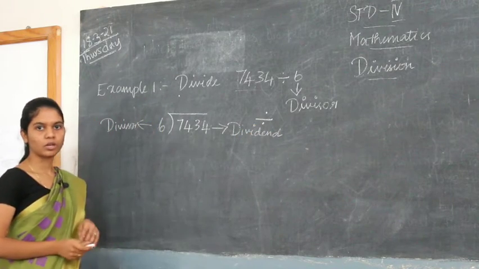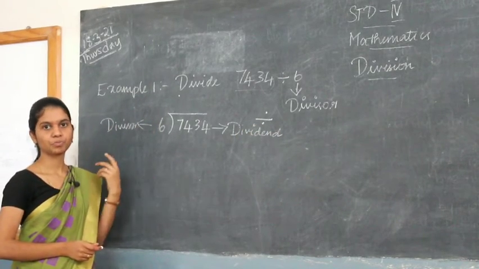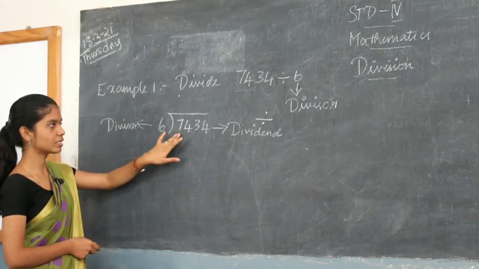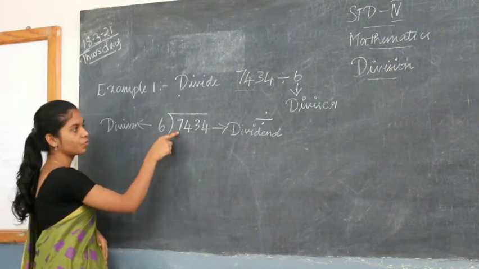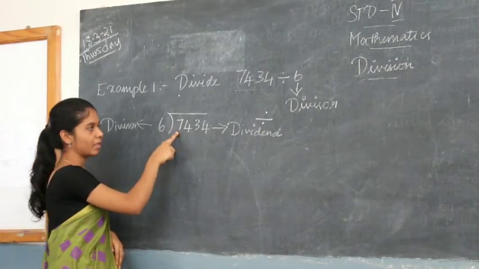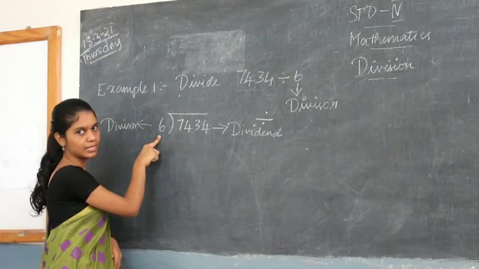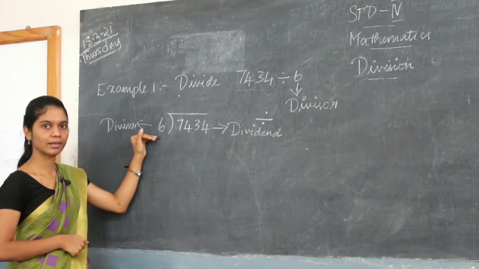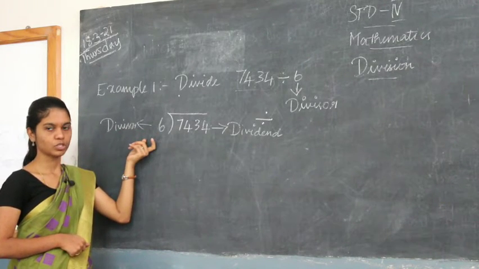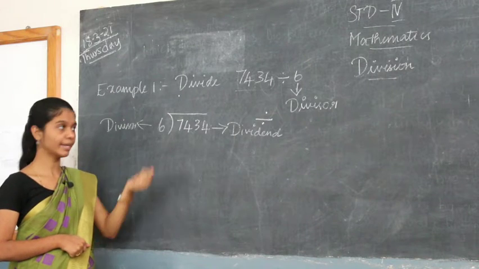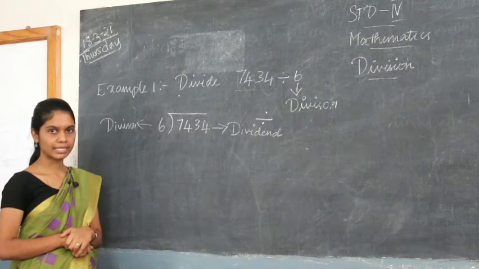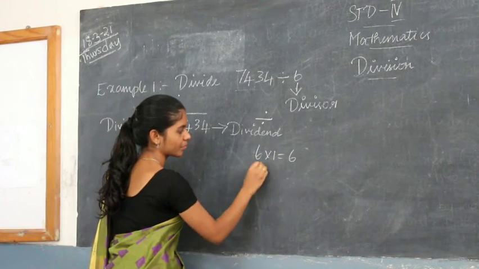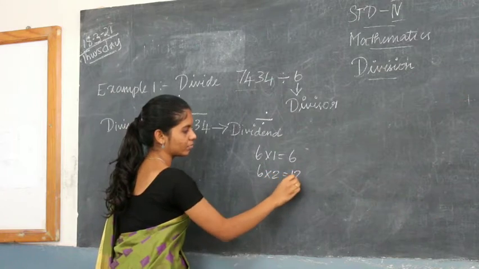Now we'll solve the sum and I'll give you a few more names. First, you should look at the first number inside. Here, this is 7. 7 is greater than 6, right? So what will you do? You will start telling the tables of the divisor. Here the divisor is 6, so start telling the 6 tables. 6 ones are 6, 6 twos are 12.